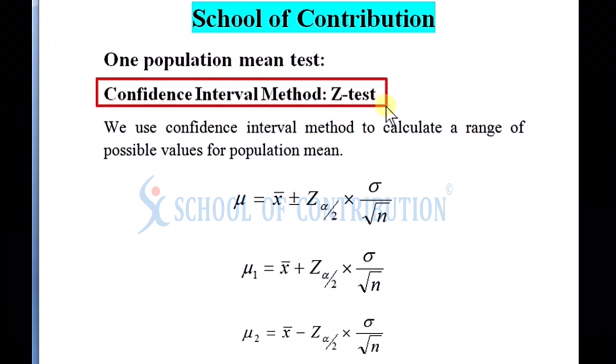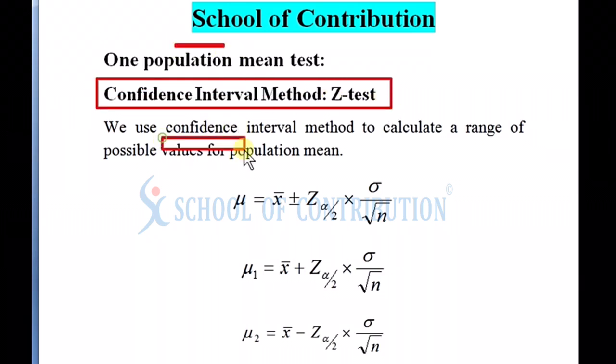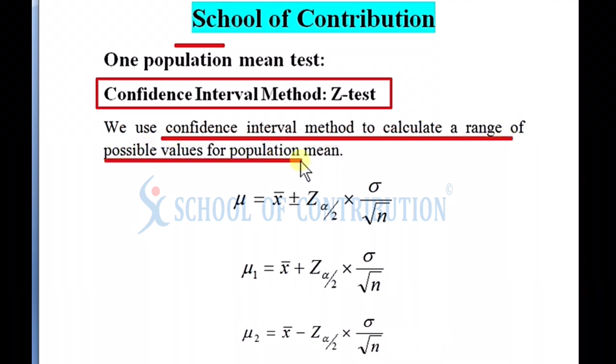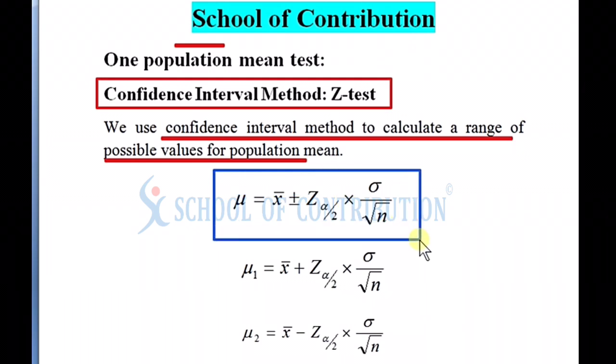Today we discuss the confidence interval method of the z-test for one population mean test. We use the confidence interval method to calculate a range of possible values for the population mean. Now to calculate the confidence interval values for the z-test, we have to use the following confidence interval formula.